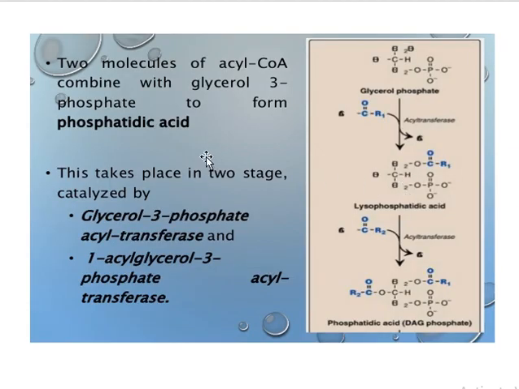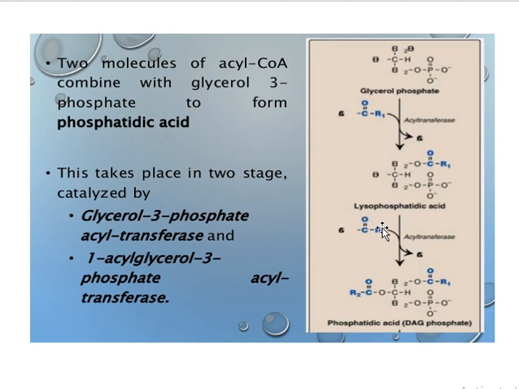Now we see how triacylglycerol is synthesized from glycerol. First of all, glycerol is esterified with a fatty acid into 1-acyl glycerol, and the enzyme is glycerol 3-phosphate acyl transferase. This esterification occurs at the first carbon of the glycerol.